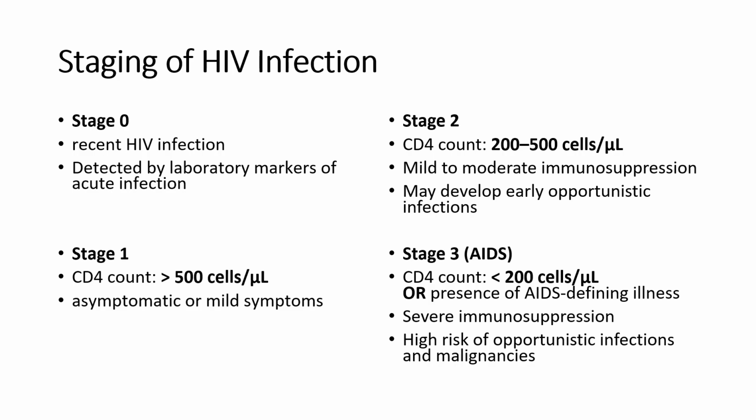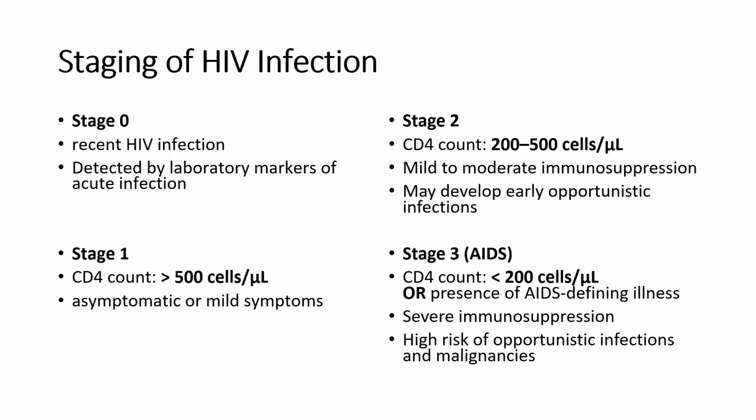Coming to staging of HIV infection, initially we have stage 0, where the patient has just recently got infected and laboratory markers can detect this infection. Stage 1 is when CD4 count starts to decrease but is definitely more than 500 cells, and the patient has either mild symptoms or no symptoms. Stage 2 is when CD4 count is between 200 to 500 and the patient has mild to moderate immunosuppression. The patient may develop early opportunistic infections in this case.